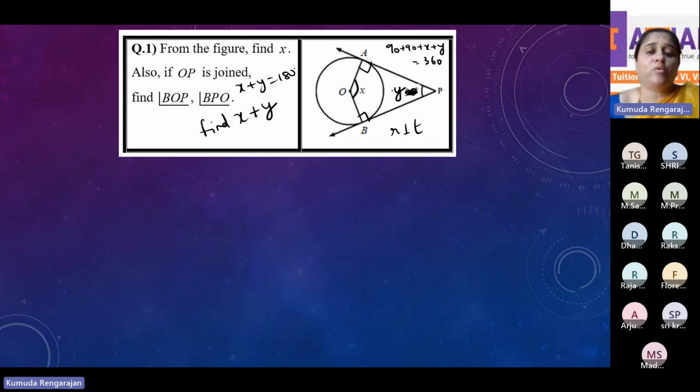Directly you can, how do you prove that a quadrilateral is a cyclic quadrilateral? If one pair of opposite angles are supplementary. So directly see, 90 plus 90, 180, opposite angles are supplementary. So it is cyclic.